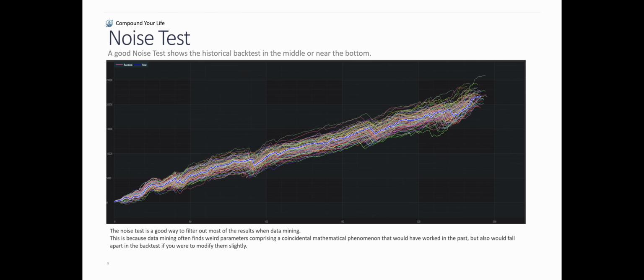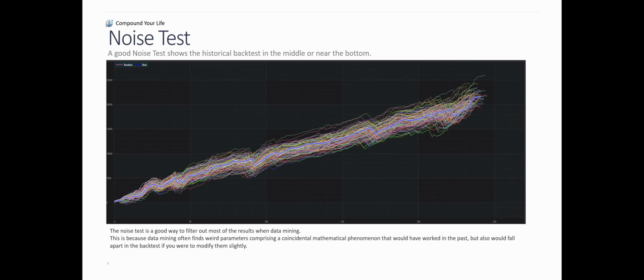So in a noise test, what I want to see is that, again, we want our blue line to be roughly in the middle. And what the noise test does is it modifies the market data slightly. So it might change the high of a bar slightly, might change the low, might change the close. The idea is that if you change the values of the data in the past, you should have some number of results that are worse than what we got in the backtest. But at the same time, you should have roughly half the results be better. And that's what you get if you have your blue line roughly in the middle of the simulations.